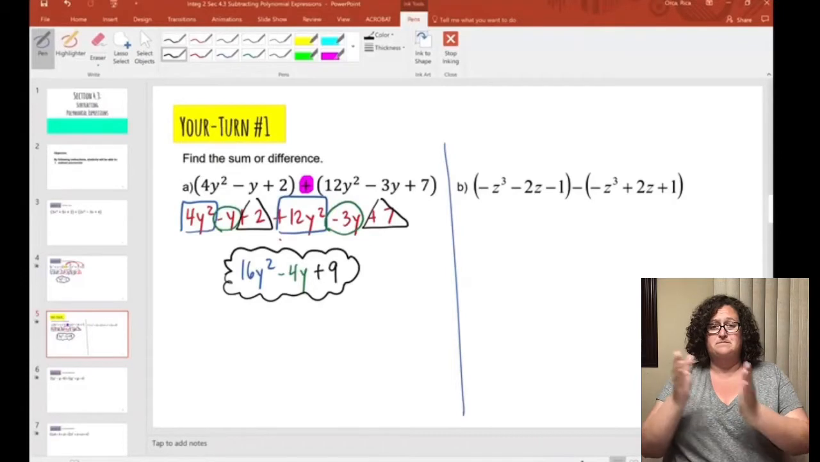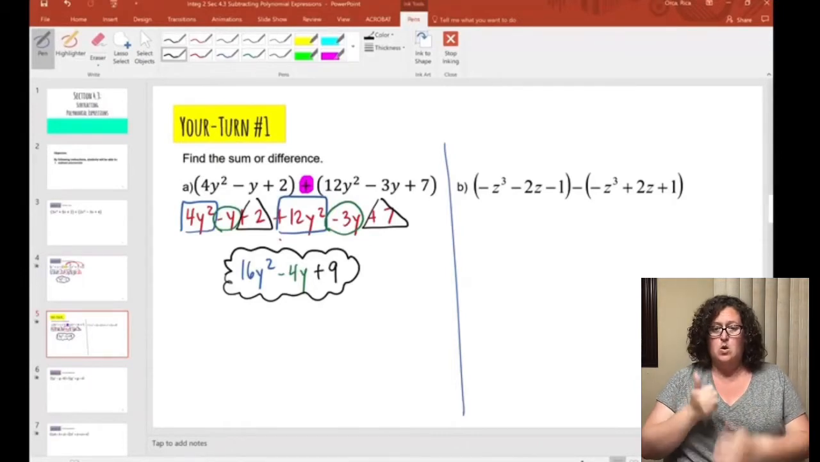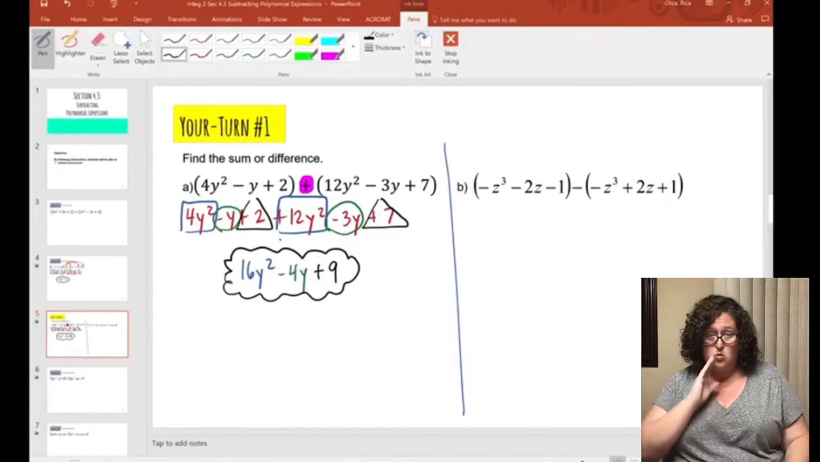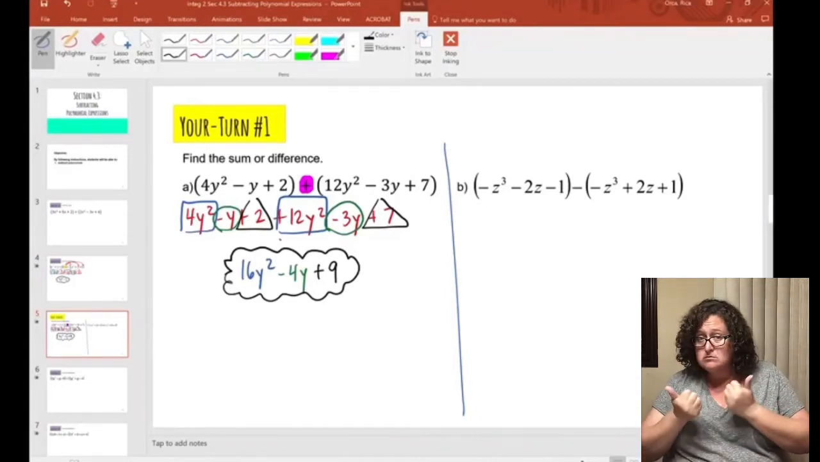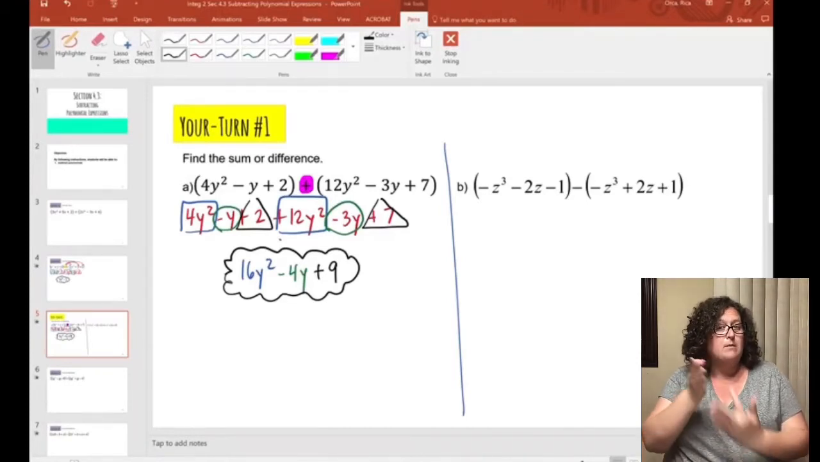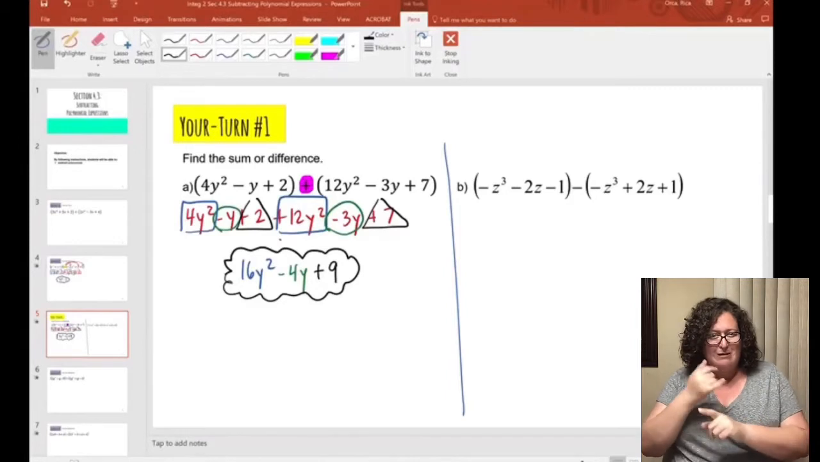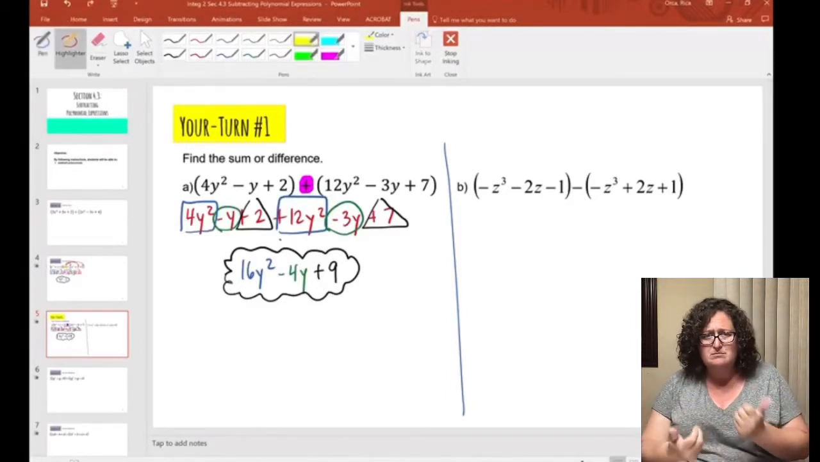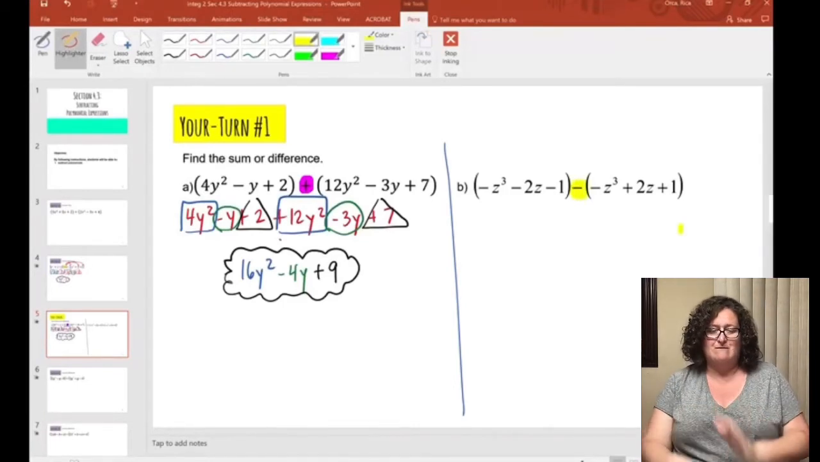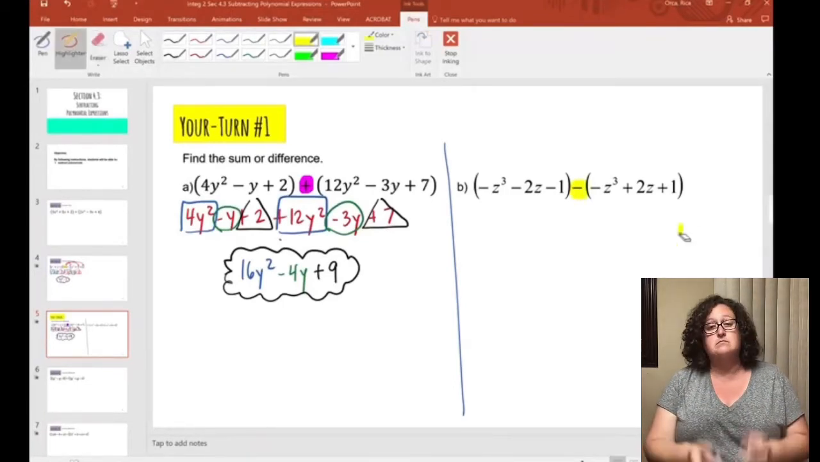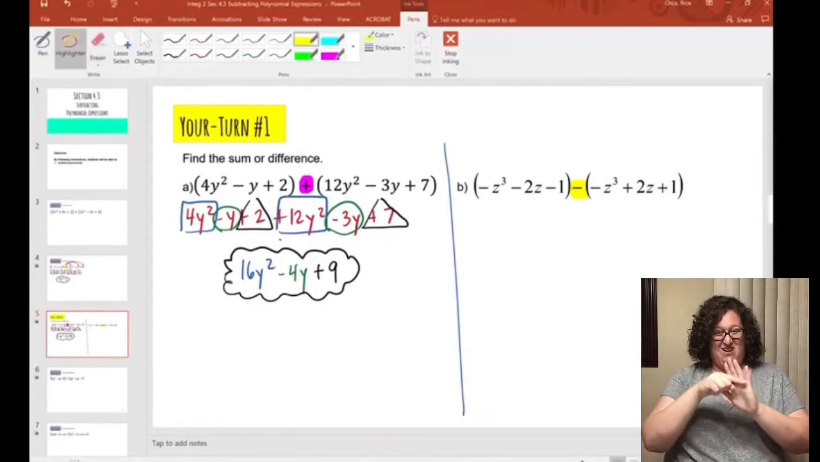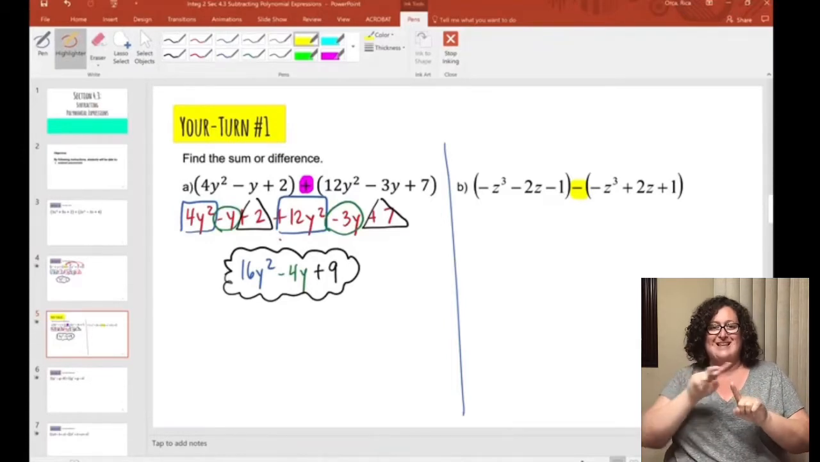Now let's look at problem B. Which operation are we going to use for problem B? Are we going to add or are we going to subtract? If you don't know, go ahead and look between the parentheses to figure out what's there. And if you look between the parentheses, you'll see the negative. Okay, so with any subtraction problem, don't forget to distribute that negative into the second trinomial.